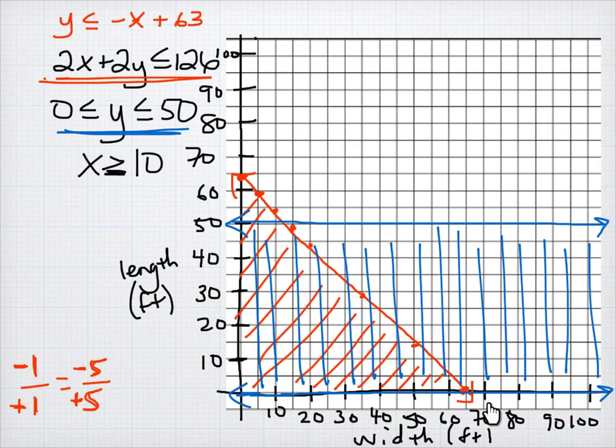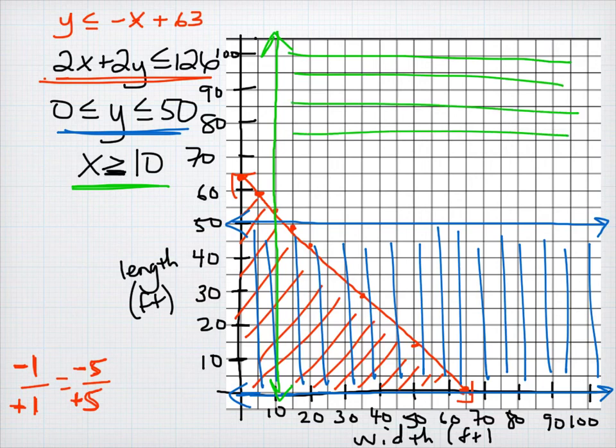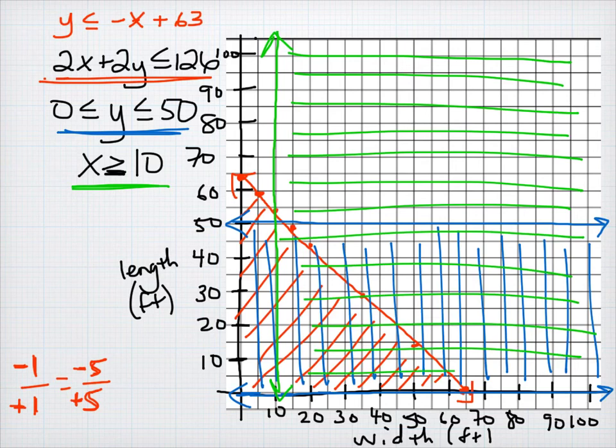Okay, last one we'll do in green. This is our x is greater than or equal to 10. This is a vertical line at x equals 10. And it's shaded because it's greater than. That will be shaded to the right. So we get this shading, and we end up with a slightly smaller trapezoid that goes from here down here. And these are all the values that would work for the size of the dog run.